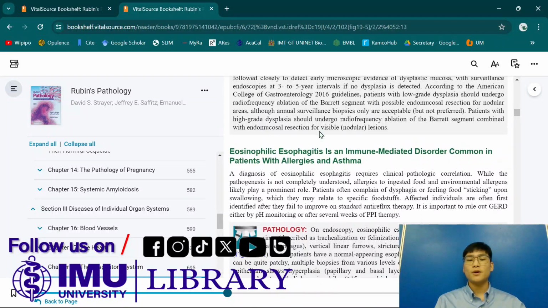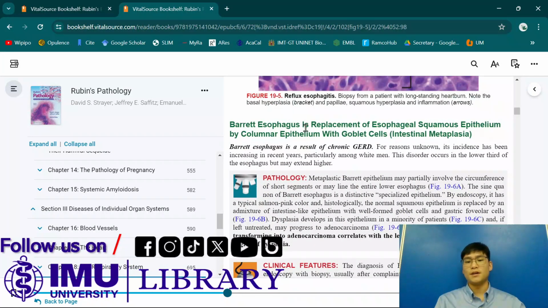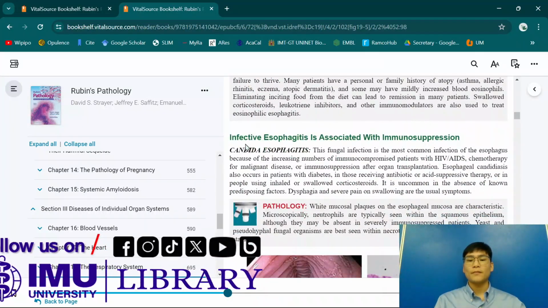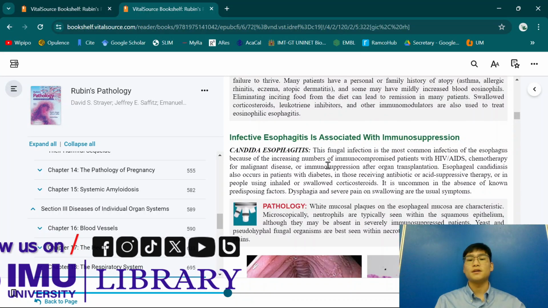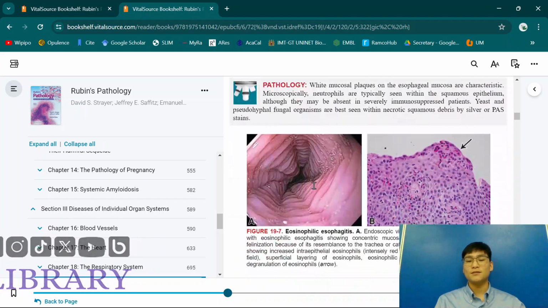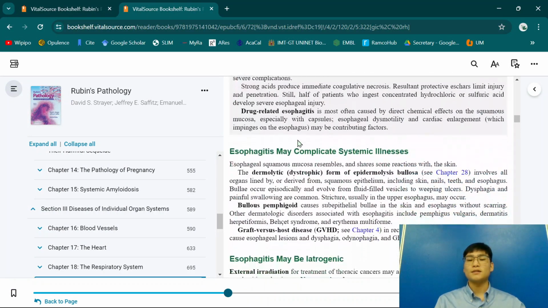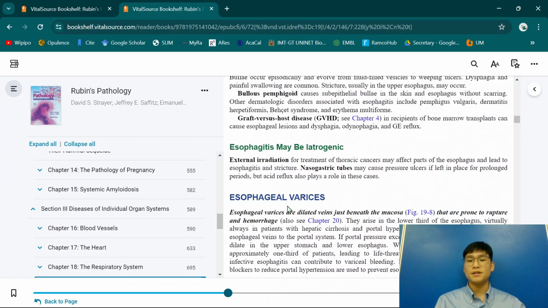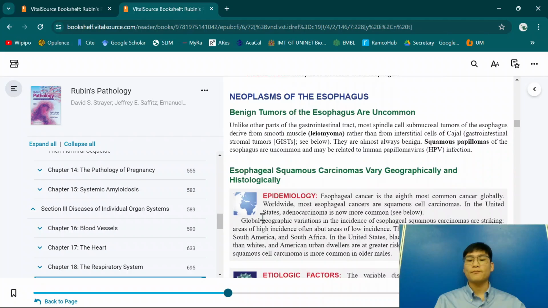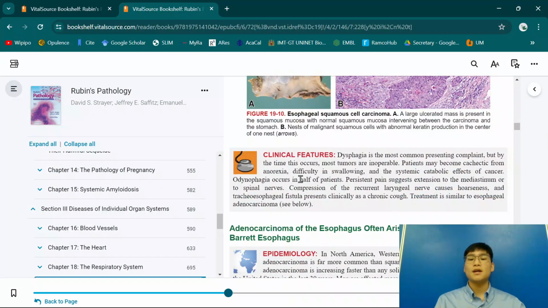So here we can see quite a number of diseases under the GIT, such as Barrett esophagus, which is a cancer of the esophagus. We can also see infective esophagitis, which is caused by Candida. We see Candida here, we see herpetic here, as well as multiple sections within a chapter itself featuring clinical epidemiology, etiological factors, pathology, which is the pathogenesis, as well as the clinical features.